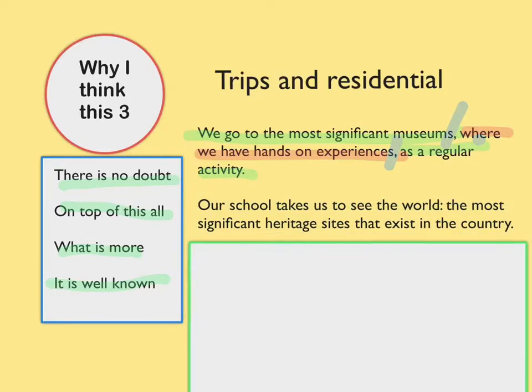Let's think about this one. Our school takes us to see the world, the most significant heritage sites that exist in the country. What sentence type is that? Well done if you remember that this is a DD sentence. Here's your colon. Here's your first part of the sentence where you describe something. Our school takes us to see the world. I'm describing it, and I am giving detail. The most significant heritage sites that exist in the country. What do we go to see in the world? The most significant heritage sites in the country. Remember, our success criteria is to use a variety of sentences, so make sure you're using as many DD sentences as noun-rich sentences.